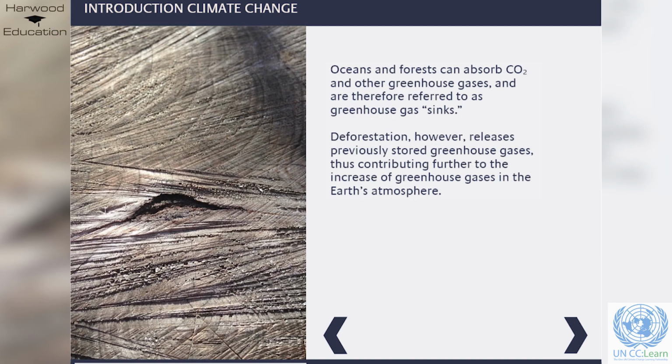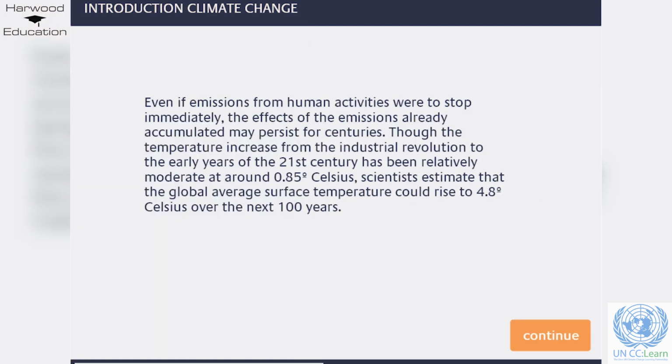Oceans and forests can absorb CO2 and other greenhouse gases, and are therefore referred to as greenhouse gas sinks. Deforestation, however, releases previously stored greenhouse gases, thus contributing further to the increase of greenhouse gases in the Earth's atmosphere. Even if emissions from human activities were to stop immediately, the effects of the emissions already accumulated may persist for centuries.